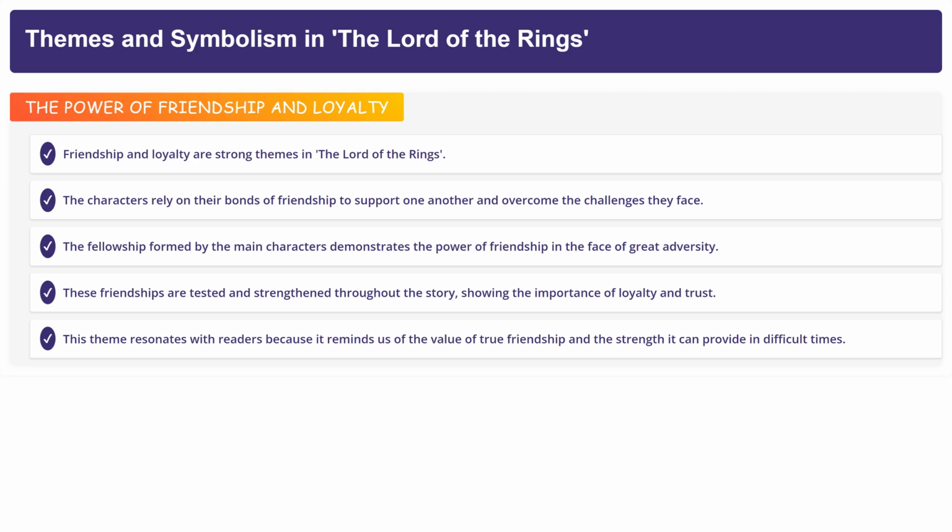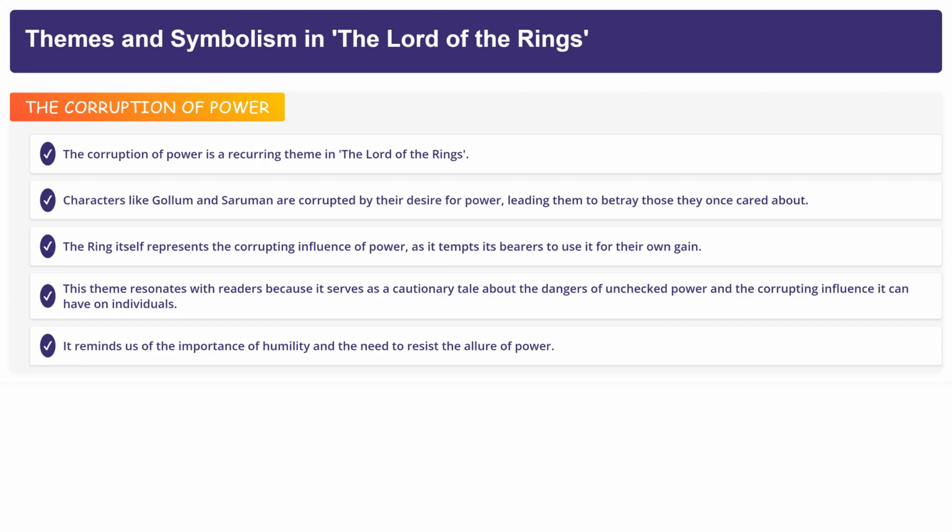The corruption of power is a recurring theme in The Lord of the Rings. Characters like Gollum and Saruman are corrupted by their desire for power, leading them to betray those they once cared about. The ring itself represents the corrupting influence of power, as it tempts its bearers to use it for their own gain. This theme resonates with readers because it serves as a cautionary tale about the dangers of unchecked power and the corrupting influence it can have on individuals. It reminds us of the importance of humility and the need to resist the allure of power.